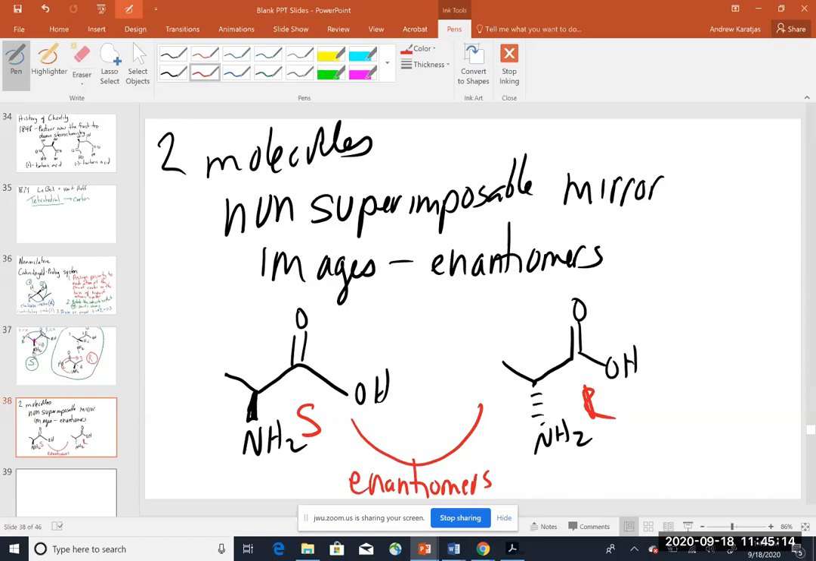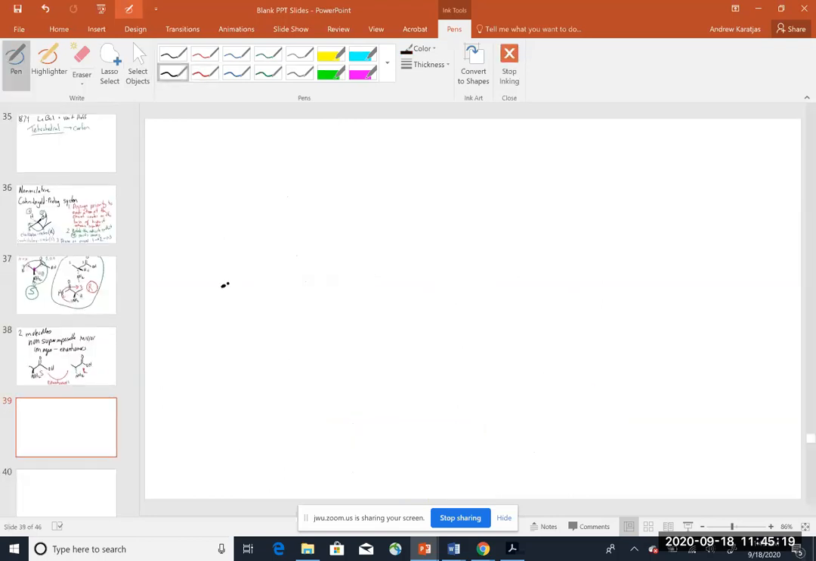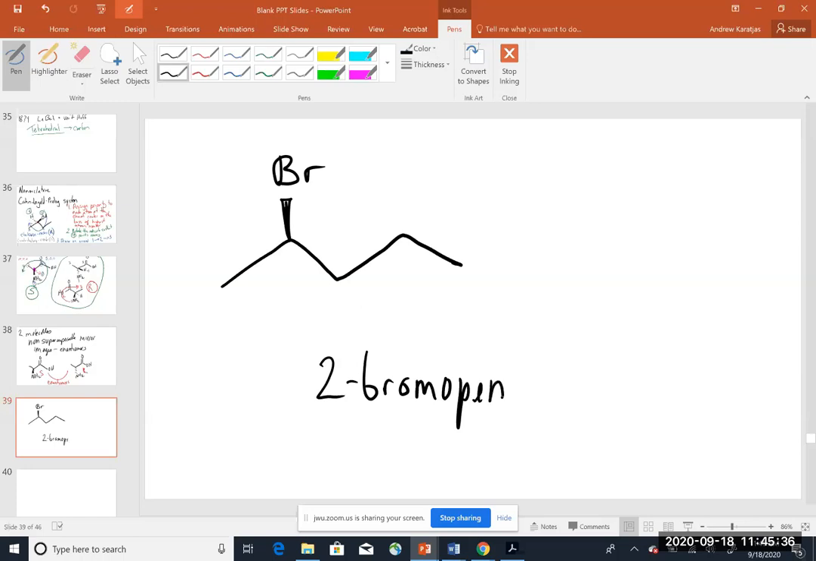Now, how does this incorporate into the name of a molecule? So here's an example. We know that this molecule would be 2-bromopentane. But we need to distinguish it from the other 2-bromopentane because this center here is chiral.